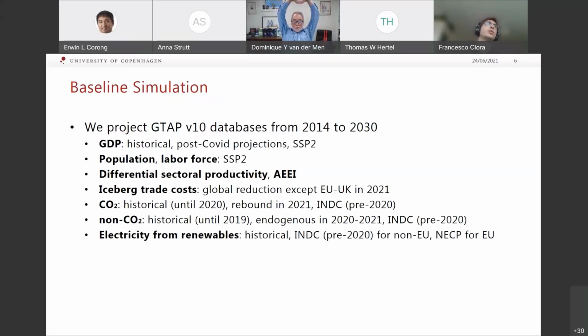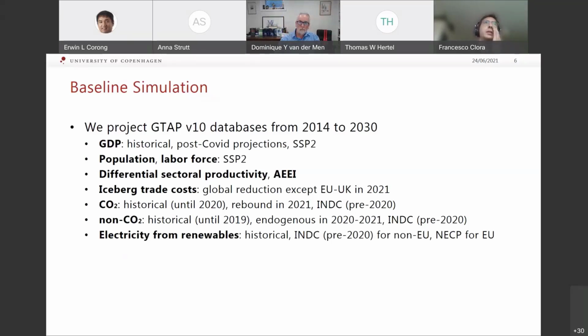Finally, we also target the quantity of electricity produced by renewables. So, we target it in the baseline, and we follow historical data and data in line with countries' INDCs and the national energy and climate plans for EU countries.